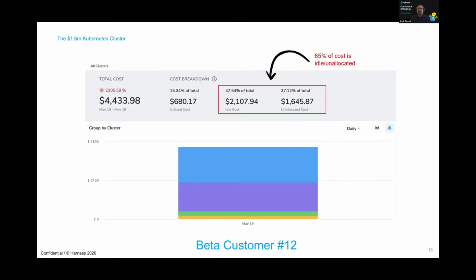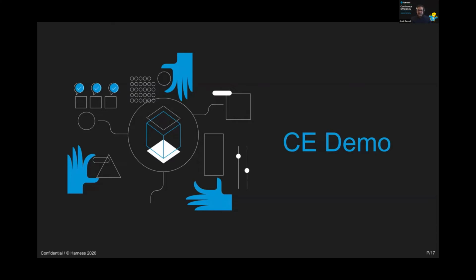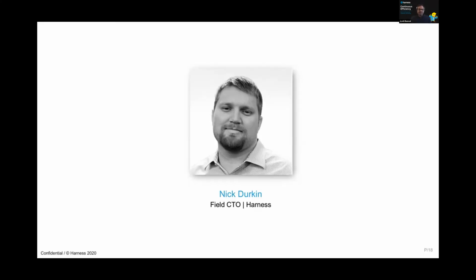So that's the promise of Harness Continuous Efficiency: bringing visibility, control, and governance of cost into the hands of the developers and the DevOps teams who really understand the applications the best. These are the people who are doing the deployments. These are the people who know the full context. So we just go and empower them. If we empower them, we're going to get the cost down to where it should be. So with this, I'm going to have Nick Durkin, our field CTO, show a full demo of how this product works.